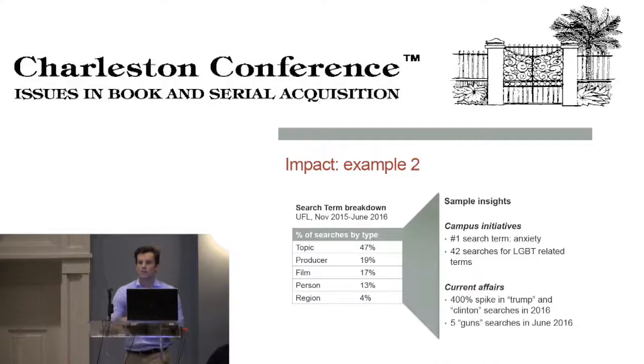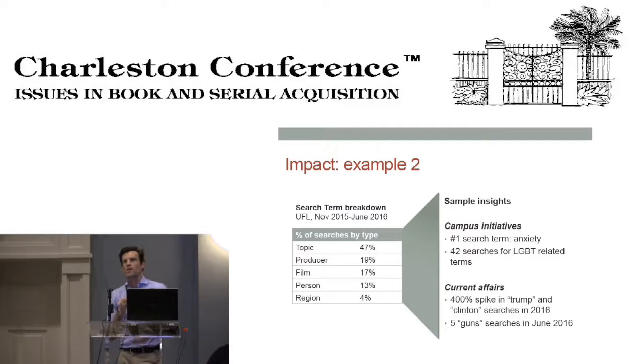This is another example at the University of Florida. They were looking at some of their search term usage metrics, and they use search terms also to gauge impact. How they were doing that is they were trying to link the search terms that users are using to actual things which are important on their campus. One of the biggest things running on their campus at the time, coming from the top down, was around stress-related issues on campus.